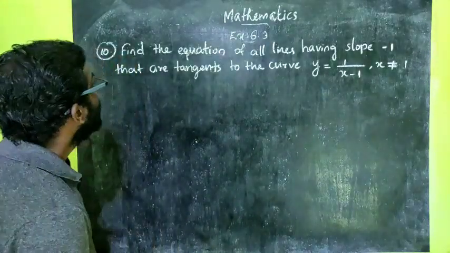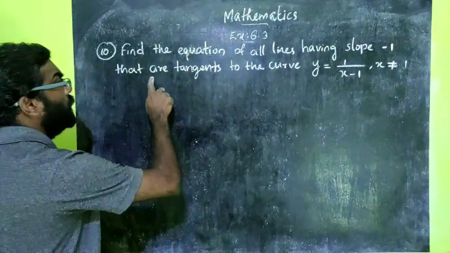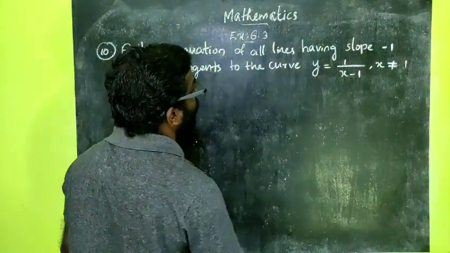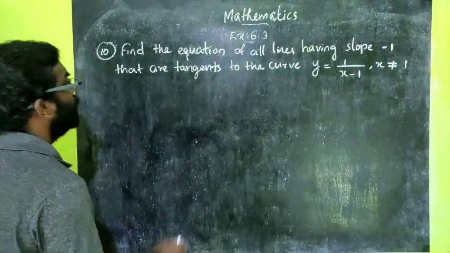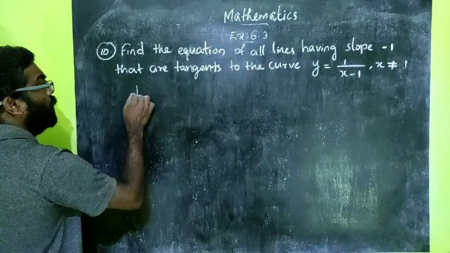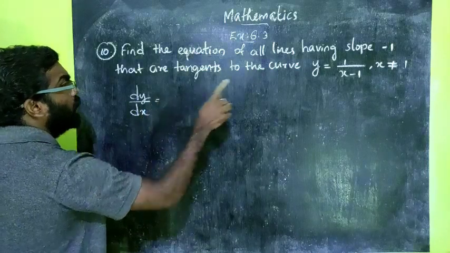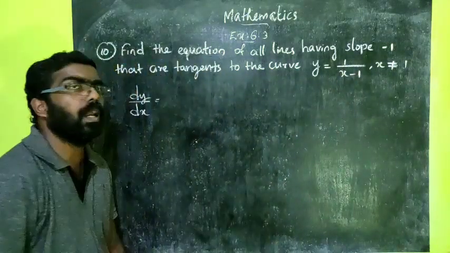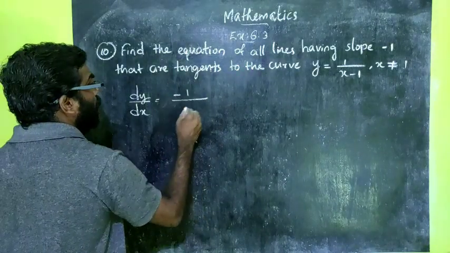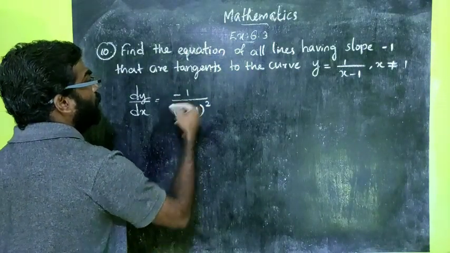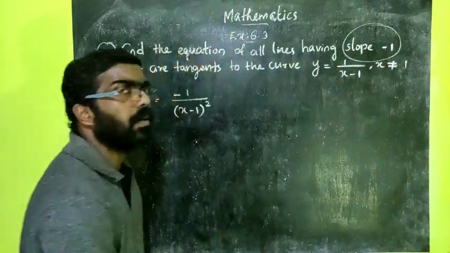Now the next question is find the equation of all lines having slope minus 1 that are tangents to the curve y is equal to 1 by (x minus 1), where x not equal to 1. So first of all we can find the derivative dy by dx, or the slope of the tangent. dy by dx is equal to, here it is in the form 1 by x. And the derivative of 1 by x is what? Minus 1 by x square. So here minus 1 by (x minus 1) the whole square. And it is given that the slope is minus 1.